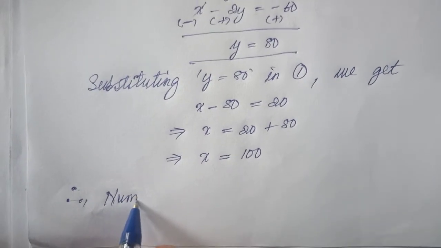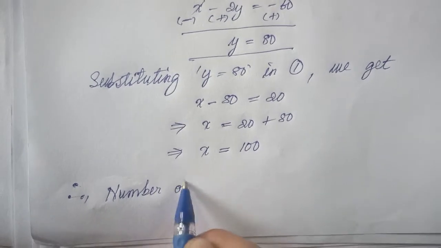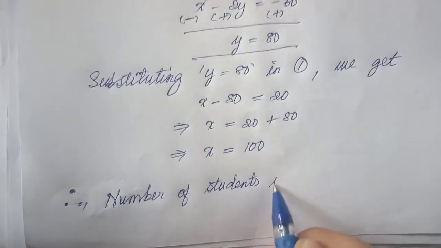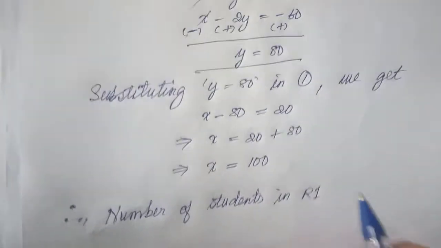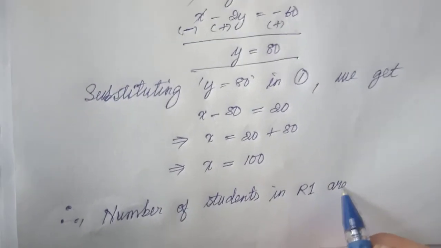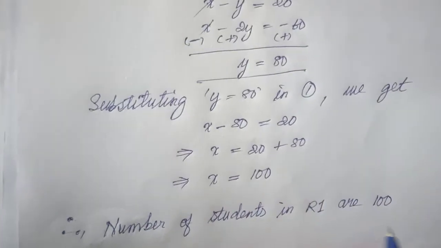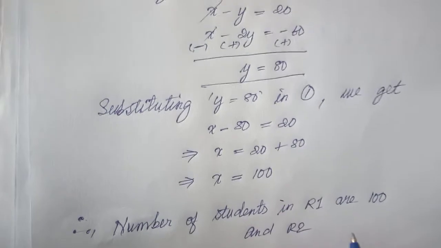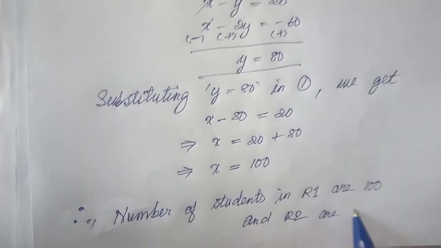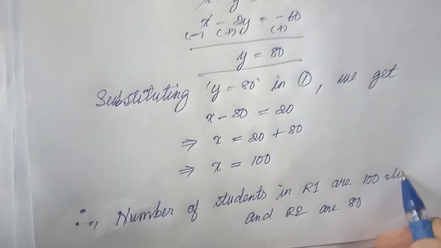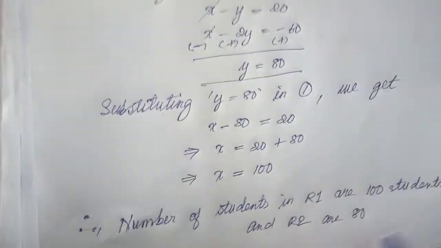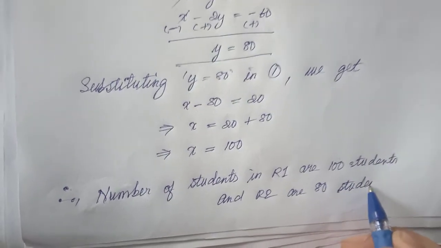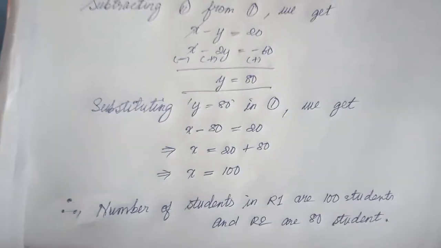Therefore, the number of students in room 1 is 100 and room 2 is 80. 100 students and 80 students. Okay, so it's very simple.